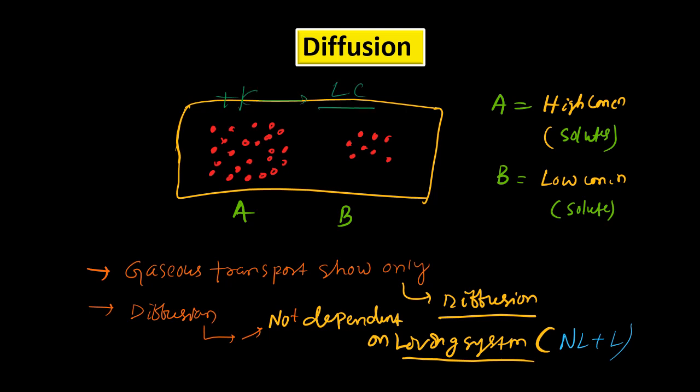Here is vessel A and B vessel. Let's consider here higher concentration, then it reaches the lower concentration. And here another thing, gaseous transport is only by diffusion, not other, only diffusion. If I am spraying any perfume, after some time it reaches the whole room. Diffusion also transports through the plasma membrane. According to this concept, diffusion does not depend upon a living system specially, means it occurs through living system and non-living system both.